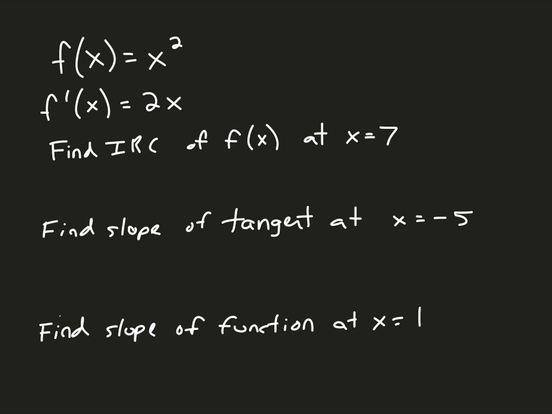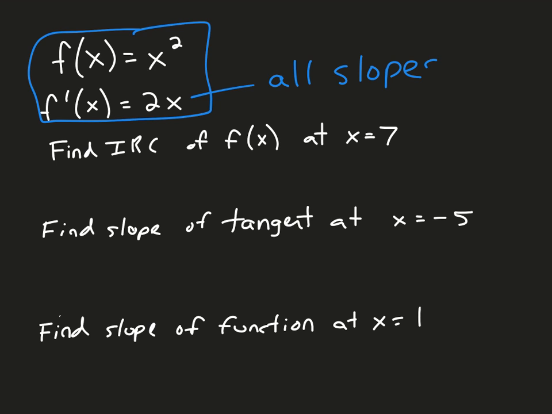Okay, so we just went through that crazy process. We found our derivative function to be 2x. Our original function was x squared. Now we want to use this information to actually find some slopes. 2x represents every single slope on the x squared graph. The question is, how do I use it?